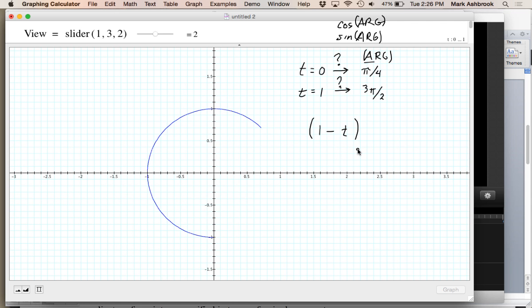Okay, so this is a little hint. It has to do with 1 minus t. What happens when you plug 0 into 1 minus t, and how can that help you get pi over 4? And what happens when you plug 1 into 1 minus t? How can that help you get 3 pi over 2? Put your heads together and finish this. So 1 minus t is part of it.